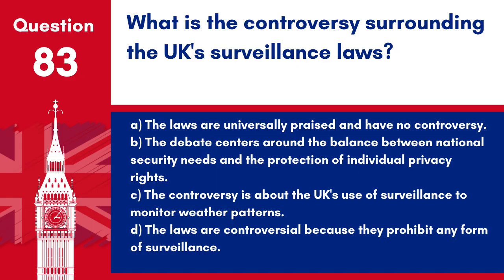A. The laws are universally praised and have no controversy. B. The debate centres around the balance between national security needs and the protection of individual privacy rights. C. The controversy is about the UK's use of surveillance to monitor weather patterns. D. The laws are controversial because they prohibit any form of surveillance.